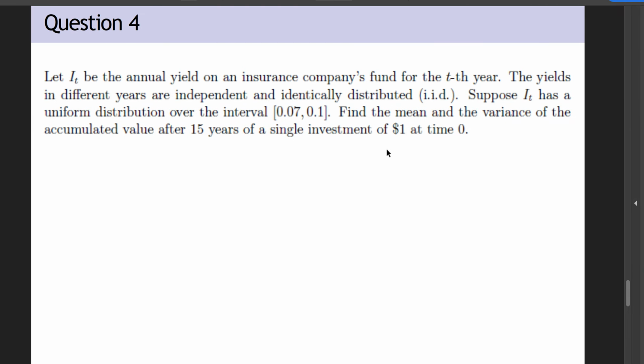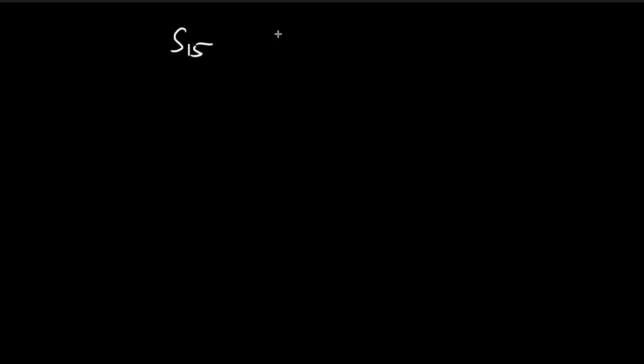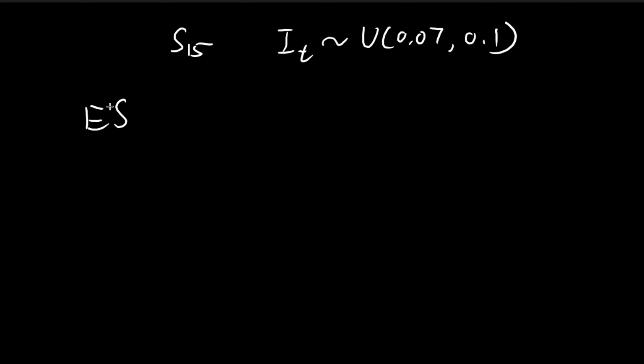Going back to the problem, in our case the t here is going to be 15, because there are 15 years. And then i_k for any subscript is going to follow a uniform distribution from 0.07 to 0.1. So now we're going to find the expected value and variance for S_15. First of all, let's try to find the expected value of S_15.